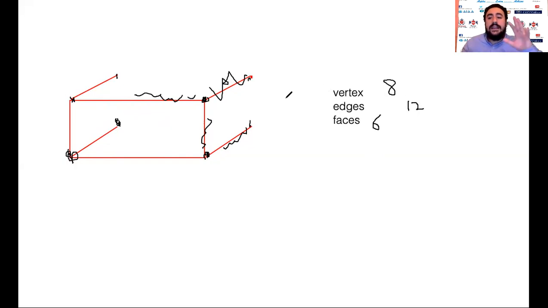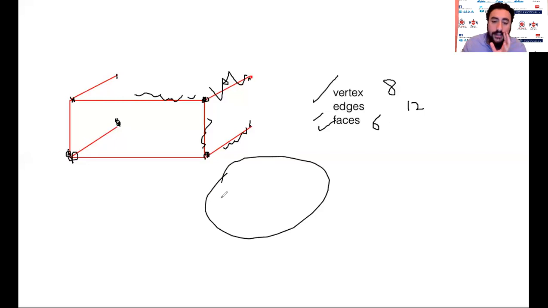Okay, so when I give you any 3D shape and I'm asking you about the number of vertices, the number of edges, the number of faces, just draw the 3D shape and then try to count how many vertices, how many edges, how many faces. Okay, so this is the face, this is the edge, this is the vertex. Okay, thank you so much.